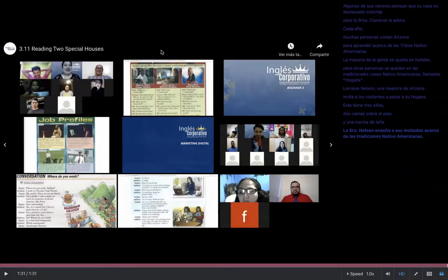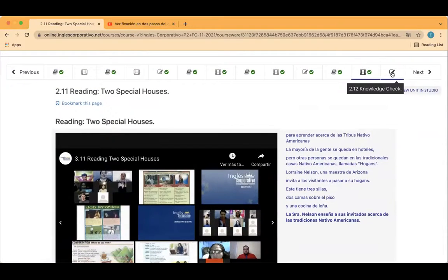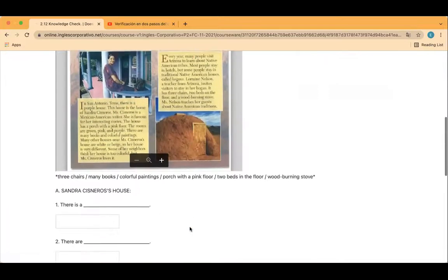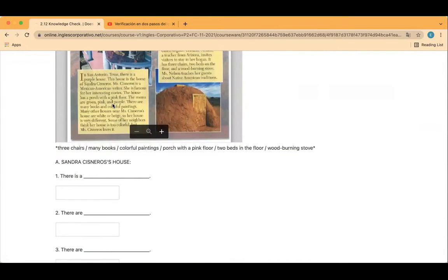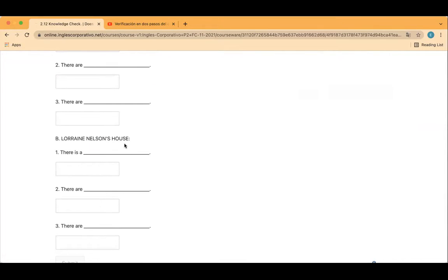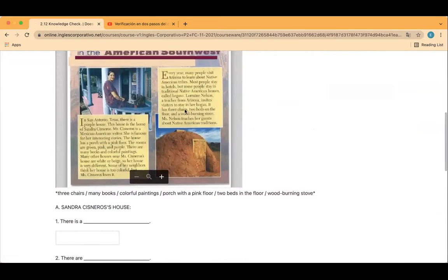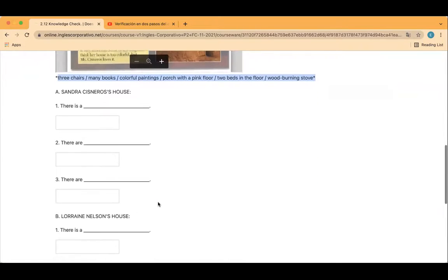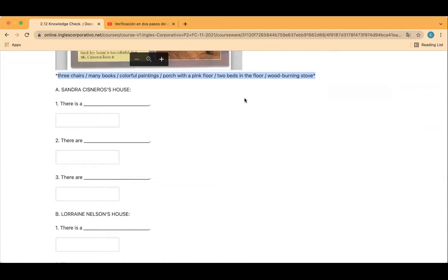Now, what are we going to do? Now that we read and we understand, we're going to answer the questions, for Sandra Cisneros' house and then for Lorraine Nelson's house, okay? What there is. So with your partner, here are the vocabularies. You read and you put the correct word or words to complete the sentence. Van a leer y completar con las palabras que aparecen aquí. Estas son las opciones que tienen para completar las oraciones.